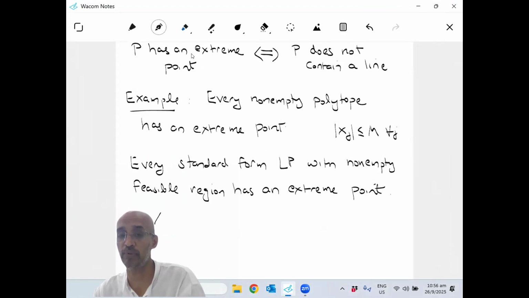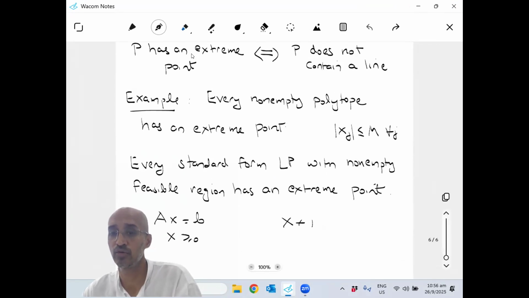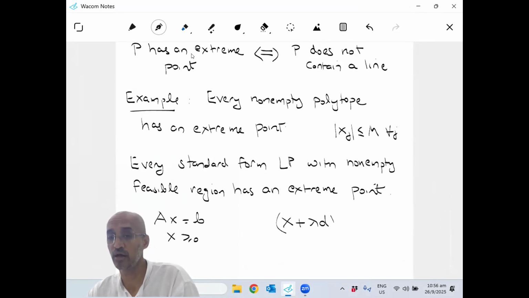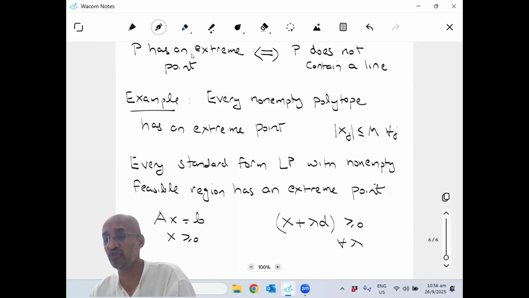Think about a standard form LP: Ax equal to b, x non-negative. If I want x plus lambda d to be in the set, at some point this is going to violate the condition because this has to be true for every lambda. So if this direction vector is non-zero, at some point, for lambda being very positive or very negative, this condition is going to get violated, right?